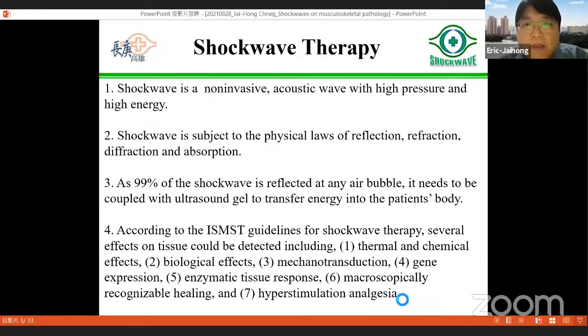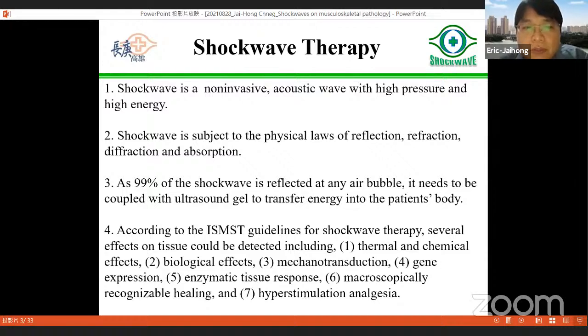So what is shockwave therapy and how can it be used to treat knee osteoarthritis? Here you can see shockwave is a non-invasive acoustic wave with high pressure and high energy. Shockwave is subject to the physical laws of reflection, diffraction, and absorption. As 99% of the shockwave is reflected at any air bubble, it needs to be covered with ultrasound gel to transfer the energy into the patient's body.